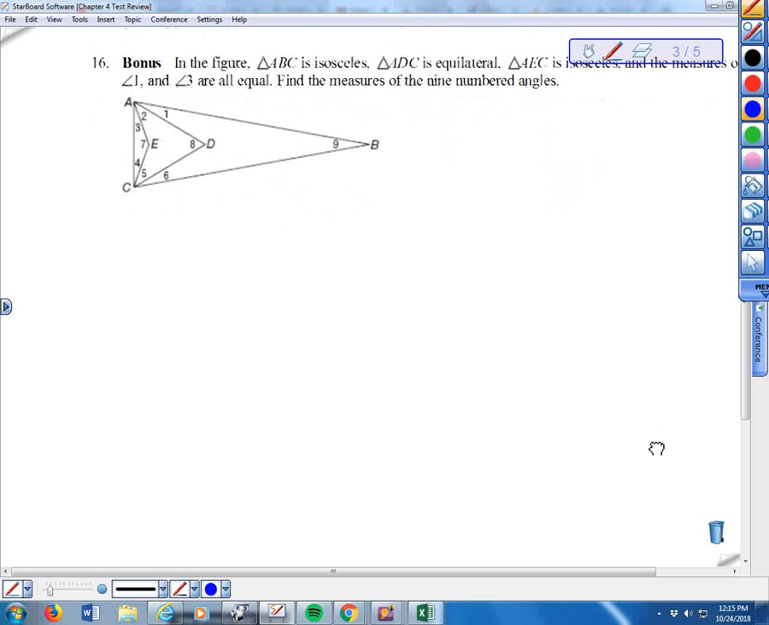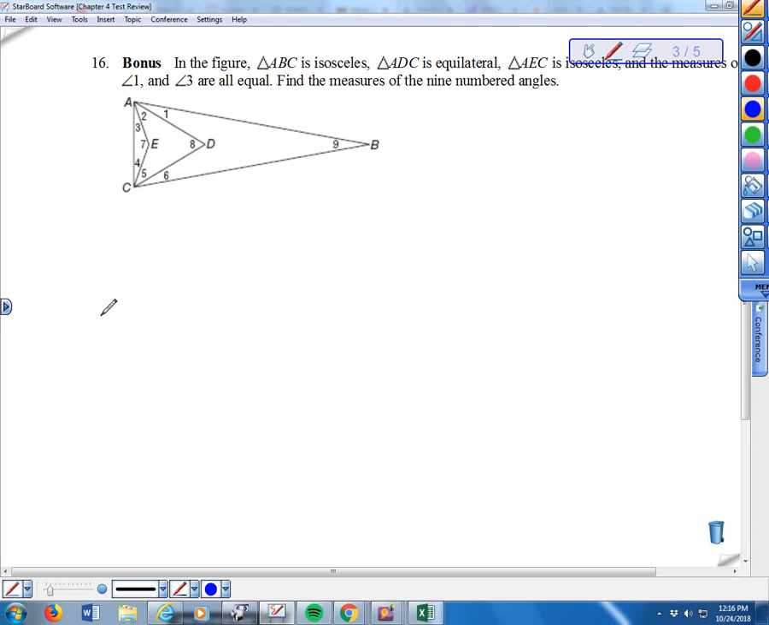So here's the bonus. In the figure, ABC is isosceles, ADC is equilateral, AEC is isosceles, and the measures of angles 9, 1, and 3 are all equal. Find the measures of the 9 missing angles. This is a puzzle.